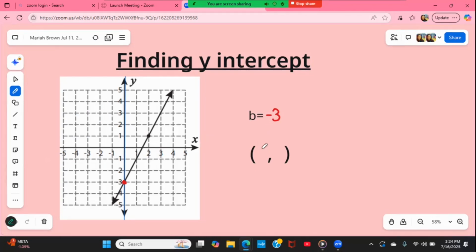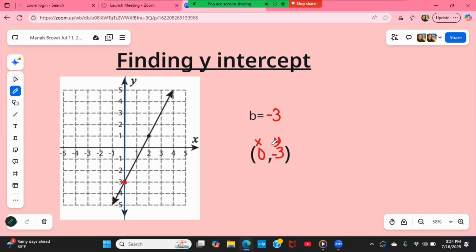And another way to write this as an ordered pair is 0, -3. Whenever we're talking about the y-intercept, your x, which is your first number here, is always going to be 0, okay? And here goes our y for y-intercept will be right here, okay?